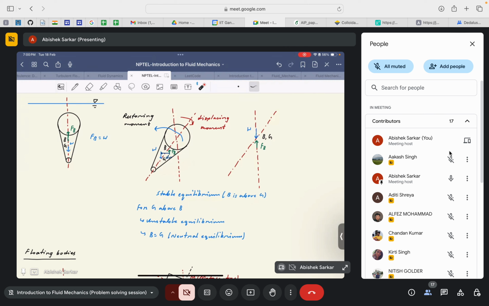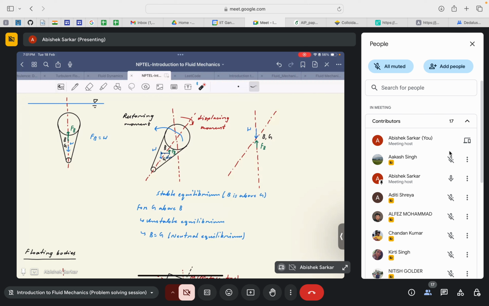Similarly, if you take the case where G is above B and try to find the direction of the restoring couple, you will find that it constitutes an unstable equilibrium. If G is above B, G will act in this direction, B will act along this direction. So this moment will be in the direction of the displacing moment. So rather than restoring the configuration to its initial position, it will tend to displace the configuration even further, resulting in an unstable equilibrium given by this.